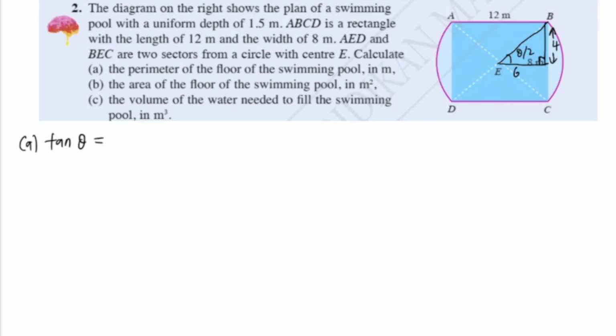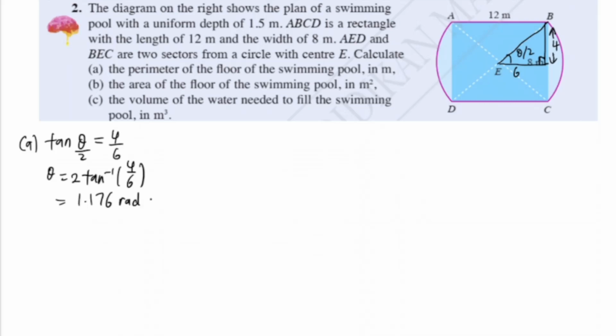Tangent theta over 2 is now 4 over 6. Now please use your calculator. Remember, change your calculator to radian mode so that you will get your answer instantly in radian. But be sure you have to times 2. This is 2 times tan inverse 4 over 6, which gives us 1.176 radian.